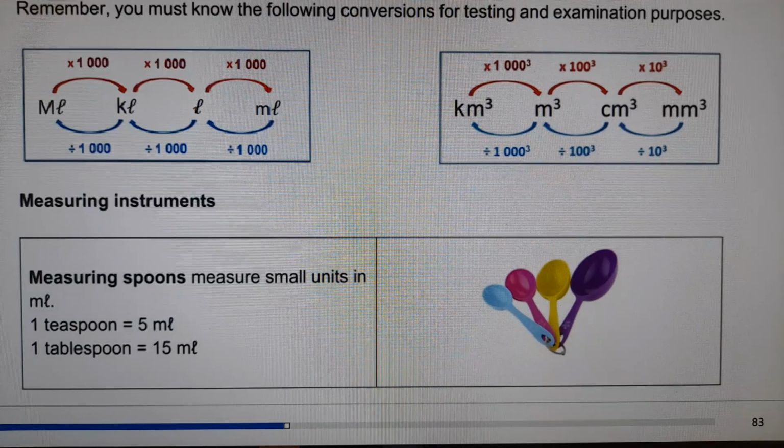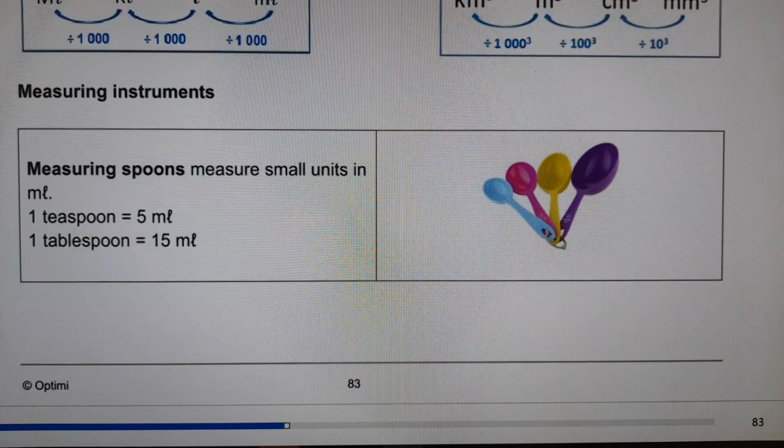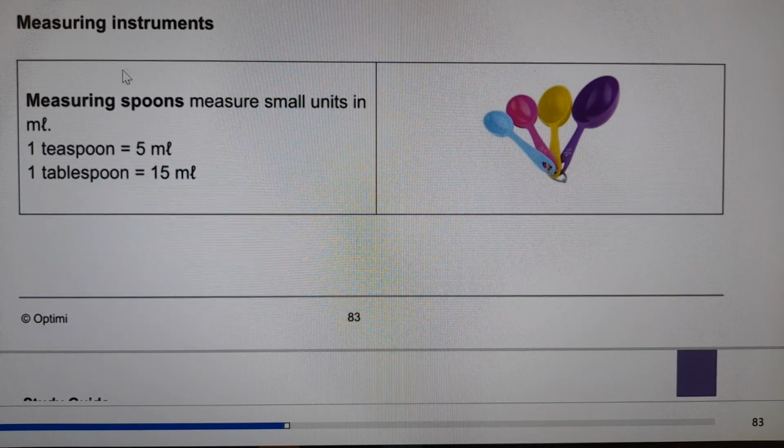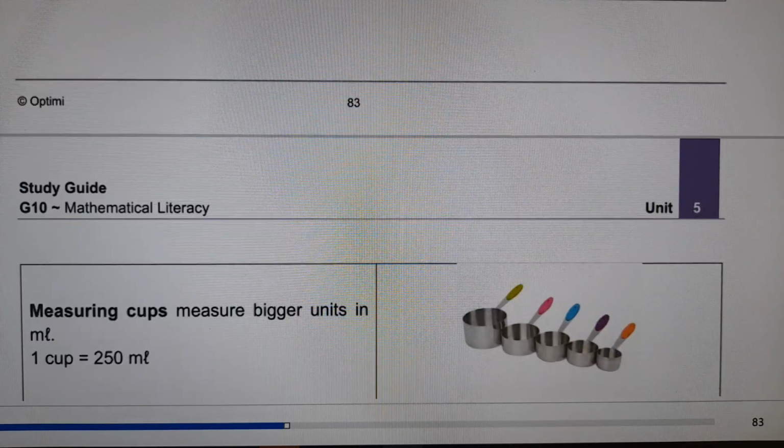Let us now look at the measuring instruments. For volume, we have measuring spoons. Measuring spoons measure small units in milliliters. 1 teaspoon is equal to 5 milliliters. You need to know that. And 1 tablespoon is equal to 15 milliliters.